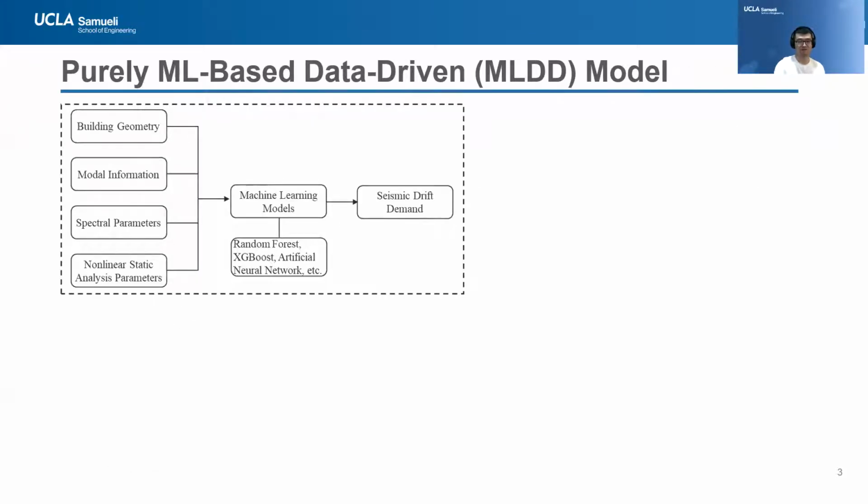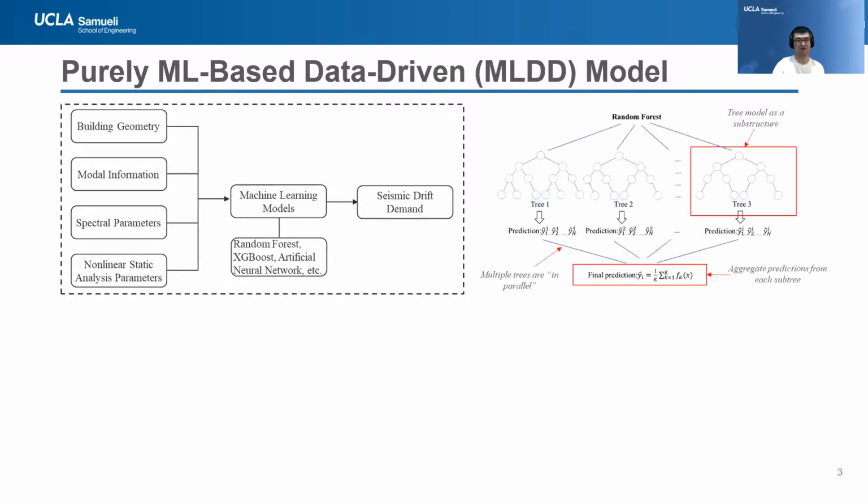This is one of the models developed in this study. In this MLDD model, a machine learning algorithm is used to link the input with the seismic drift demand. After trying different machine learning algorithms, such as random forest, XGBoost, and the neural network, the random forest is found to have the best predictive performance and thus selected in the current study.